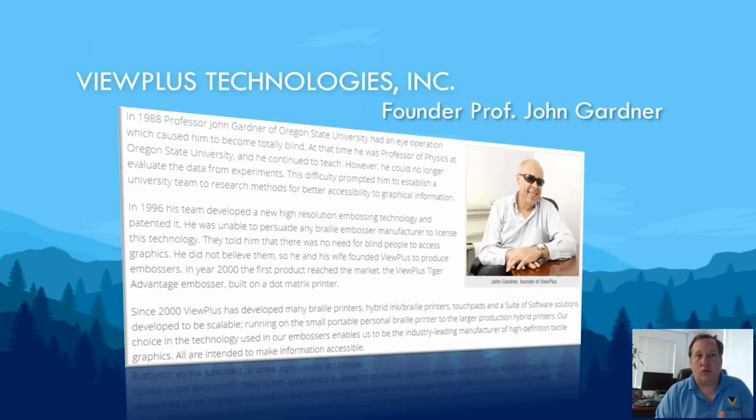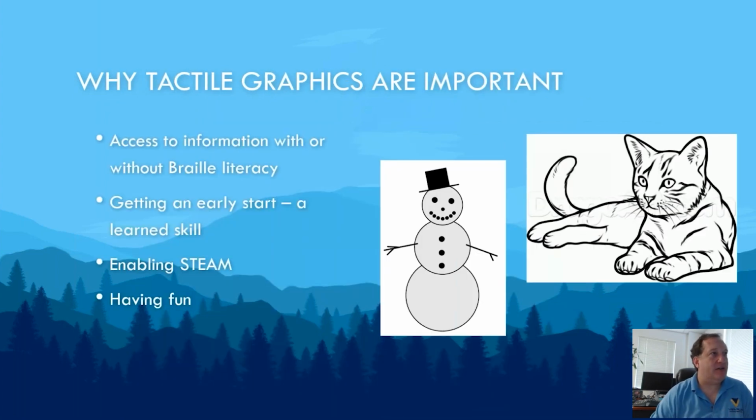So who is View Plus? If you haven't heard of View Plus, we are the Tiger printer people. You may say, I have a Tiger printer. Well, Tiger is actually the name of a technology, but View Plus is the manufacturer. The company was founded by my parents after my father went blind. Again, this is covered in a lot more detail in the introduction webinar.